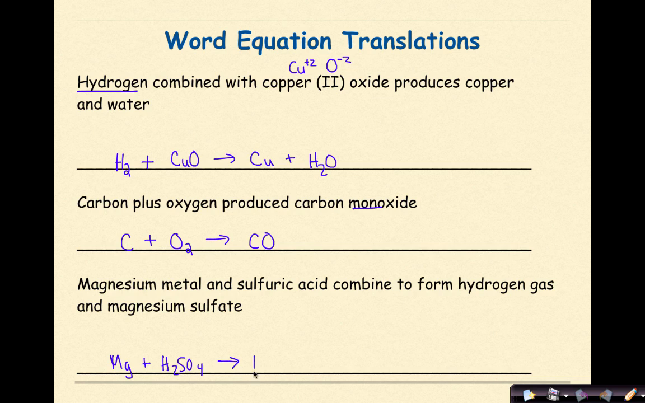Hydrogen gas, of course, is going to be H2 because it is a diatomic. And magnesium sulfate. It is worth taking a moment here to say to yourself, okay, magnesium is plus 2, sulfate is a polyatomic, that's SO4 minus 2. The plus 2 and the minus 2 are going to cancel each other out, so magnesium sulfate is going to be MgSO4. So again, this is another example of just taking a word equation and representing it as a formula equation.